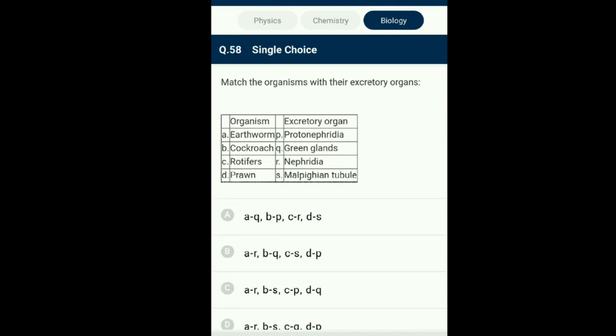Question number 58. Match the organism with their excretory organs. Earthworm is a segmented worm belonging to the phylum Annelida and has excretory system comprising of nephridia. Cockroach is an insect from Arthropoda. Its excretory organ is Malpighian tubule, which helps in removal of waste from the body. Green glands are a pair of excretory organs located near the head region of crustaceans like prawns. Rotifers are microscopic animals which live in aquatic habitat and can be found in freshwater habitat. They have flame cells or protonephridia as excretory organs. So the correctly matching option is option C.